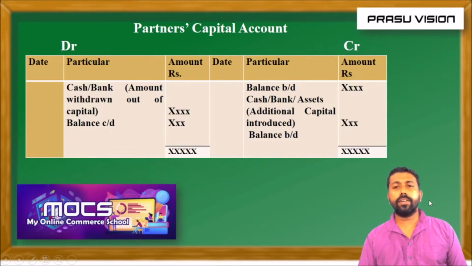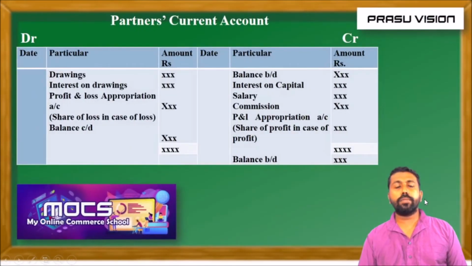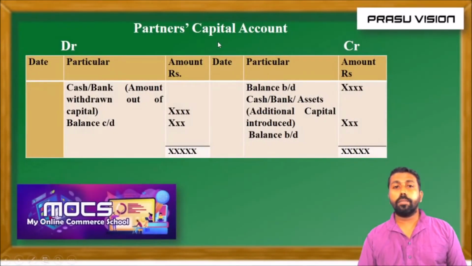So remember the format. As already told, as per fixed capital method, two accounts are prepared. One is partner's capital account and the second one is partner's current account. Just look at the format. All the items related to capital, additional capital with permanent withdrawals of the capital, are recorded in the partner's capital account. That is why the name. There is no change in the amount of capital. That is why the method is called fixed capital method.